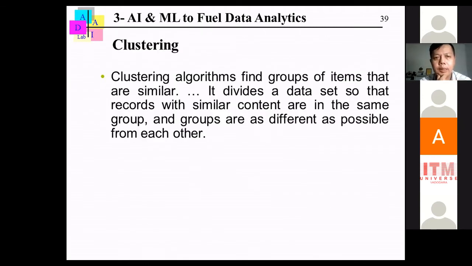What is clustering? Clustering means that we find a group of items that are similar, and we have some famous clustering algorithms, for example k-means.